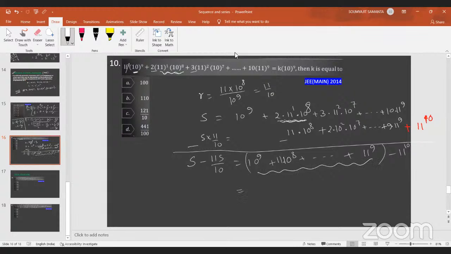Now see, this is forming a GP. The sum we know. If you are simplifying this, what is A here? A is nothing but 10 power 9. R is obviously 11 by 10, which is greater than 1. So we will write 11 by 10 to the power 10. How many terms are there? 10 or 9? 10 terms are there. Minus 1 divided by 11 by 10 minus 1, minus 11 power 10.